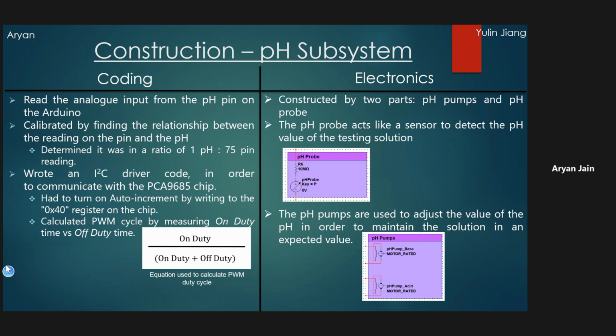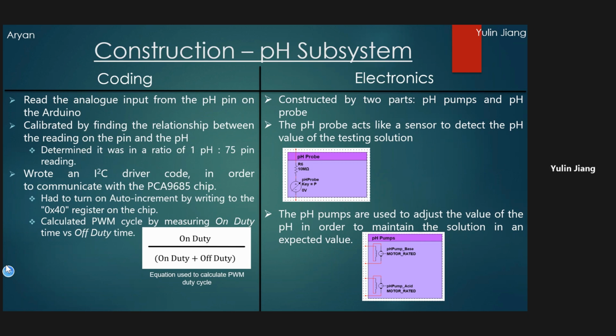After calibration had been done, we had to work out a way of coding the peristaltic pumps which controlled the amount of acid. We were told that these had to be controlled using a PCA9685 chip. By reading the datasheet that was provided, we discovered that we would have to manually turn on the auto increment feature. By using the two values for when the pump was turning and the two values for when it was not turning, and the equation shown, we calculated the PWM cycle.